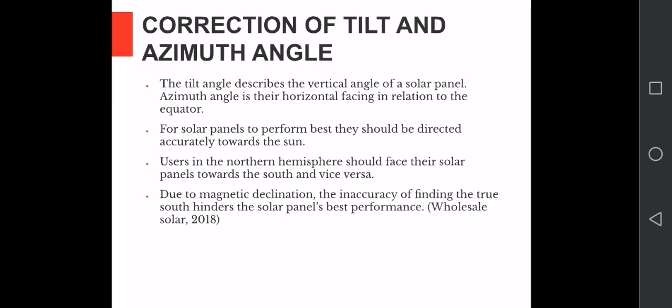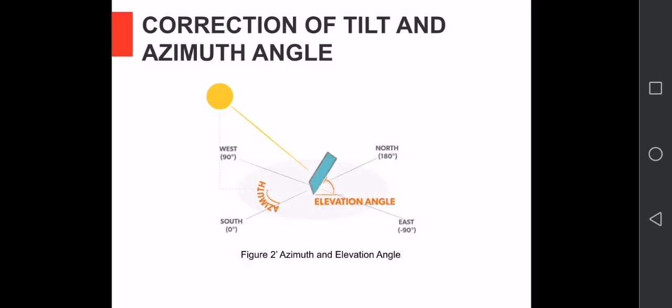Finally, our addition in this paper, or our research in this paper, is on the correction of tilt and azimuth angle. As you can already see from this example, the solar panel should always be directed towards the center, or perpendicular to the sun. So as you see, the sun rays are now perpendicular to the solar panel.